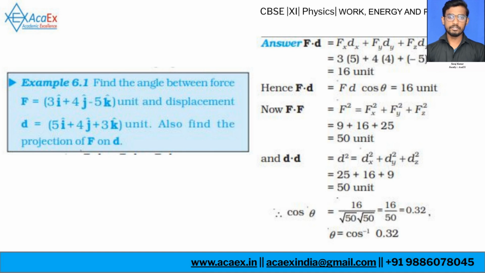F dot d also equals Fd cosine theta. So 16 equals the square root of 50 times the square root of 50 times cosine theta. This gives cosine theta equals 16 divided by 50, or 0.32. So theta equals the inverse cosine of 0.32.